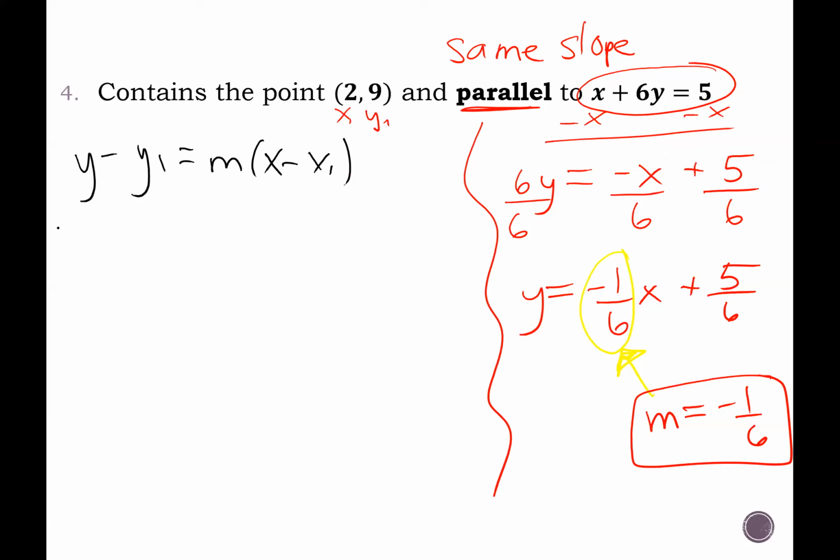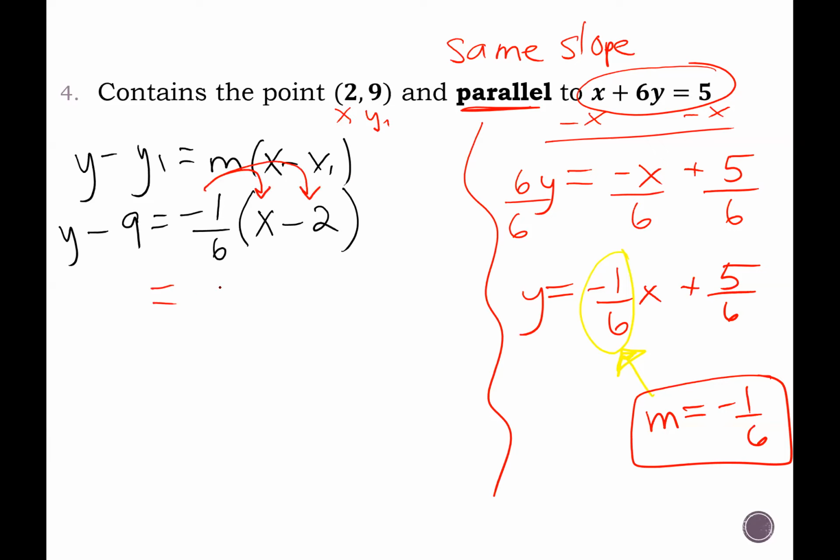So let's start plugging in. y minus 9 equals, what we got for m was negative 1/6, and then parentheses x minus 2. All right, so now we'll start simplifying. I'm going to need to distribute that fraction. Negative 1/6 is being distributed.